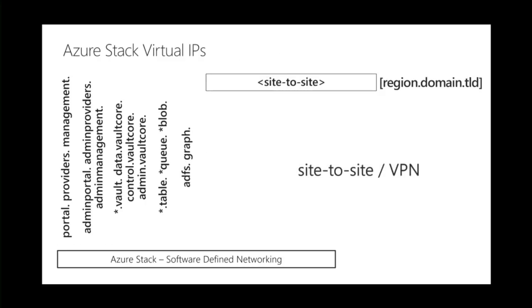Then there's a site-to-site VPN. I'll come back and discuss that a little further, but this is one of the 2 ways you can connect to Azure Stack. You can either go through a set of public IPs for the user space or user workloads, or you can come in through a site-to-site VPN.